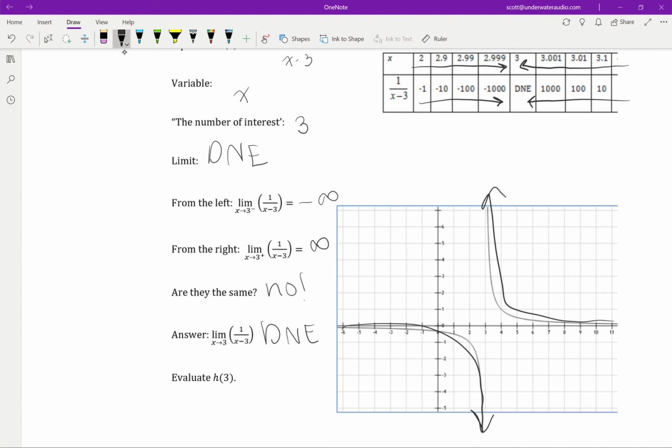Now if I try to plug in h of 3, there's nothing there. That's this line right here. So h of 3 also does not exist. So this limit does not exist because the limits from the left and the limits from the right don't match up. Let's pause right there and we'll come back to it later.